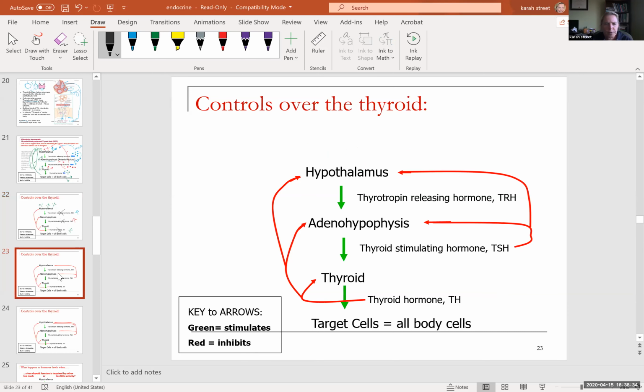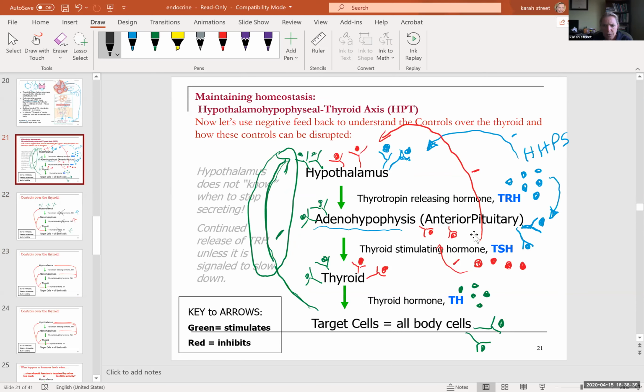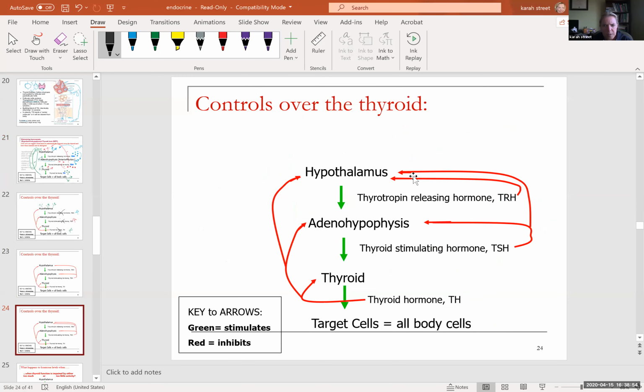Again, there are short feedback loops. I demonstrated that here. Here's my short feedback from the anterior pituitary feeding back to the hypothalamus and the TRH feeding back to the hypothalamus. Those are short feedback loops. Those short feedback loops are not as powerful as the long feedback loop. That one has the ultimate control. That's the one that the hypothalamus relies on the most.